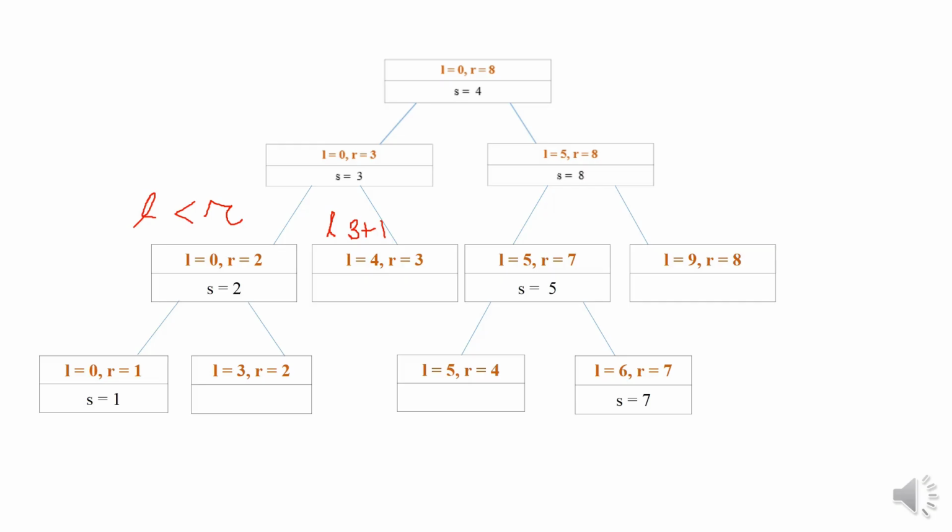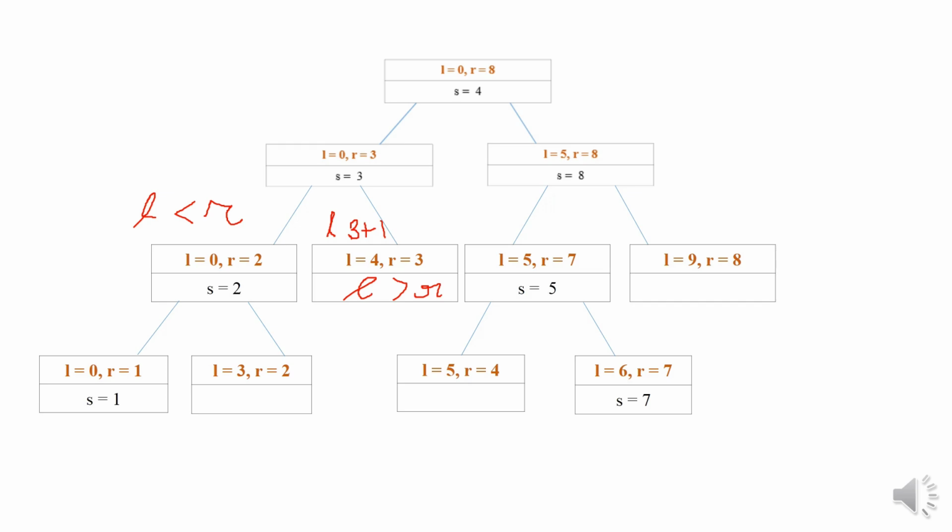Now, in this case, l is less than r. So, we have got a partition at s equal to 2. That is the second position. Now, here in this case, l was greater than r. So, hence we do not have to sort this sublist.